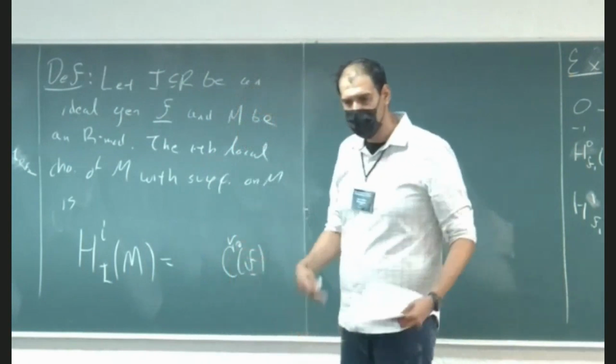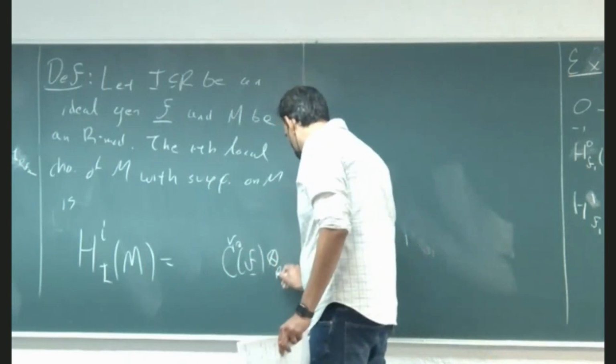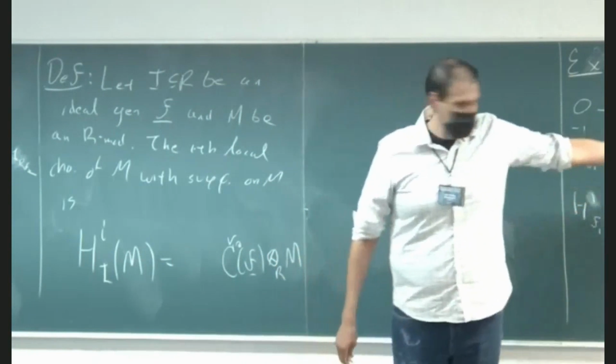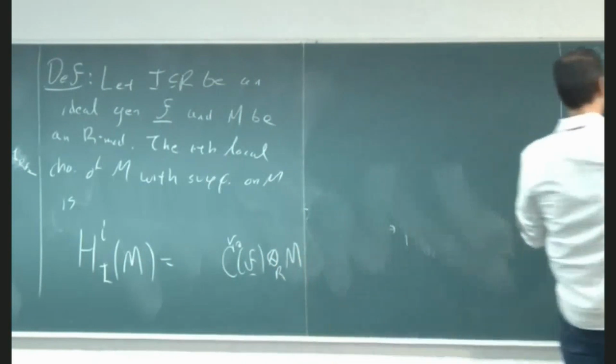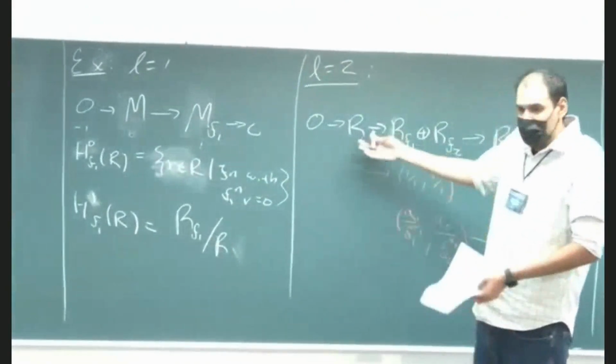When we take a complex and we tensor with something, this is still a complex. So we're going to tensor this complex with M. What happens if we tensor this complex with M? R tensor M becomes M, R_F tensor M is just localization. So it's what we have, but instead of having R's, we put M's.